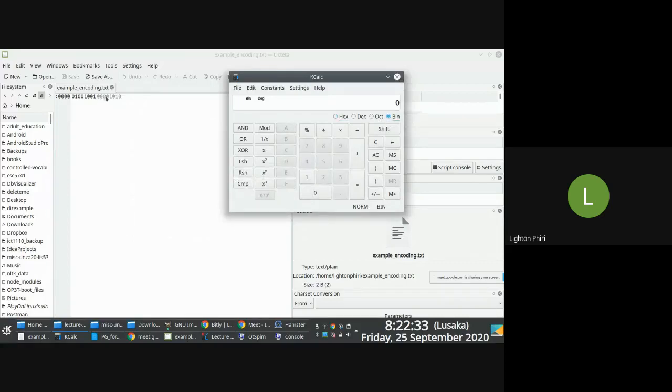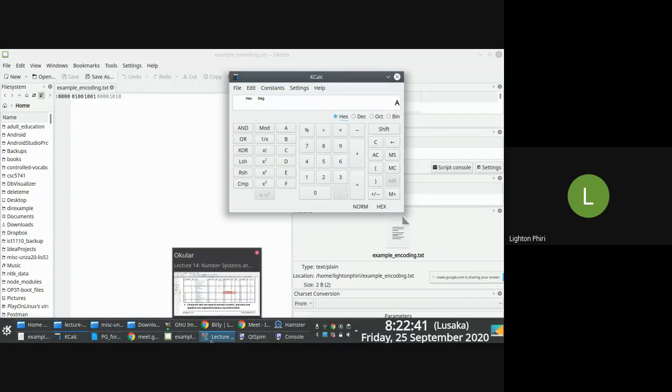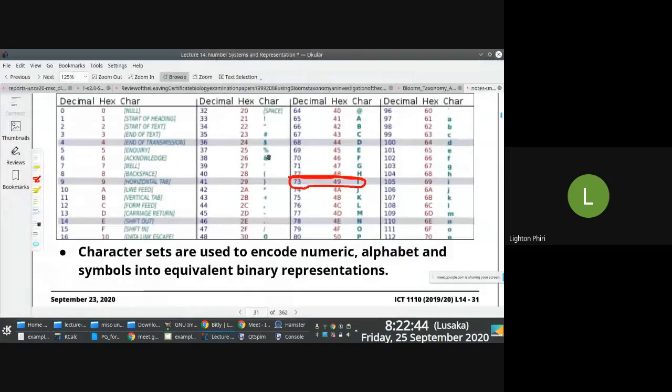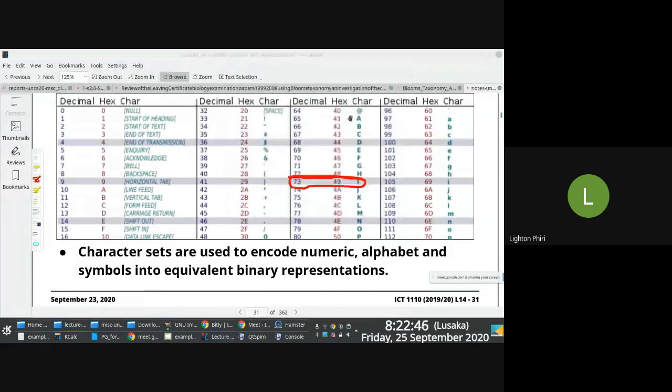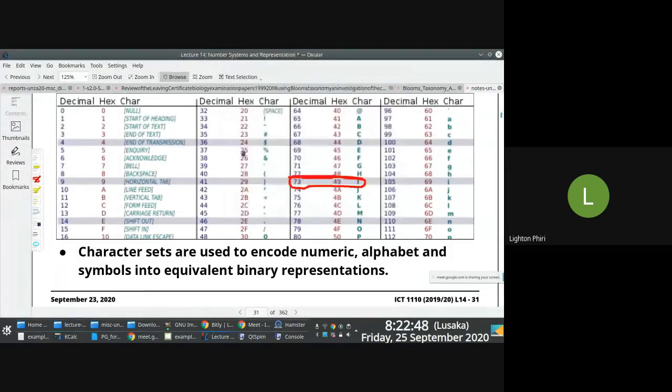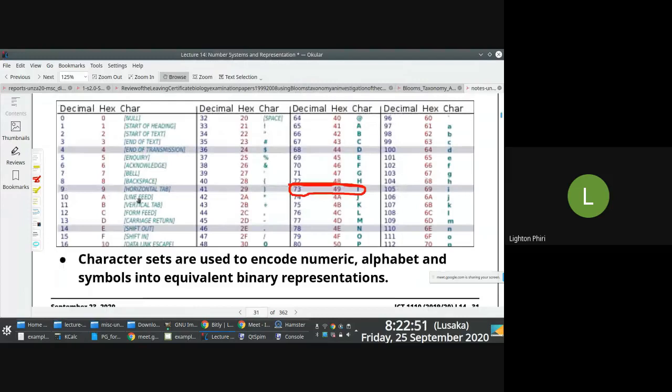So the 00001010 is like 1010. 1010 is like A, right? So you can just go to your ASCII table and check what A is, and A in hexadecimal is 10. Decimal number 10, you check for decimal number 10 and you see that it's a line feed, right?